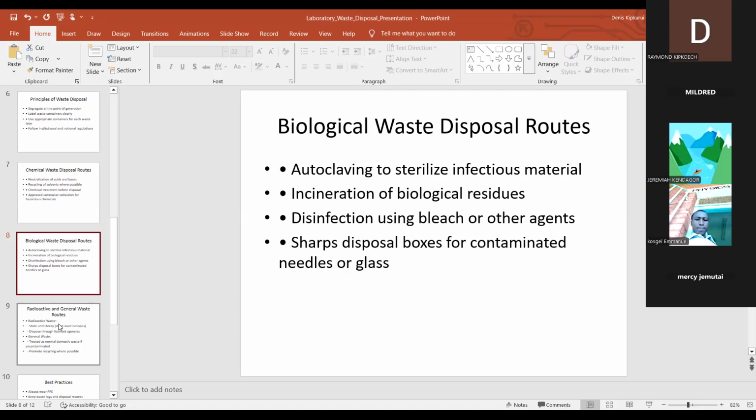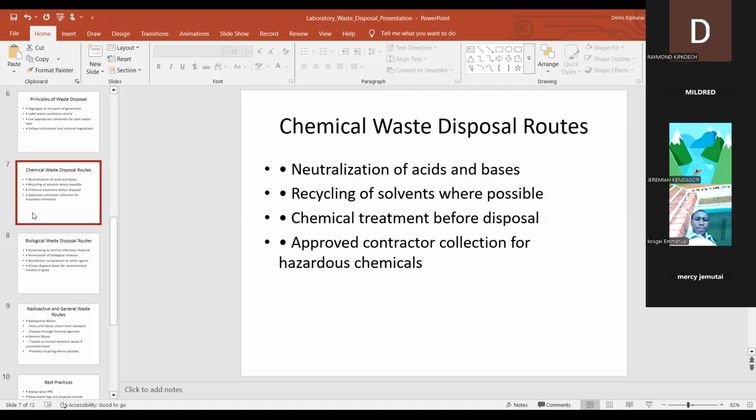Secondly, we're going to talk about the sharps, like the needles, the scalpels, and maybe broken beakers or glasses. For these, we can do incineration. Incineration is where we expose them to high temperatures so that they can be sterilized. After they are sterilized, we can now look for appropriate disposal bins.